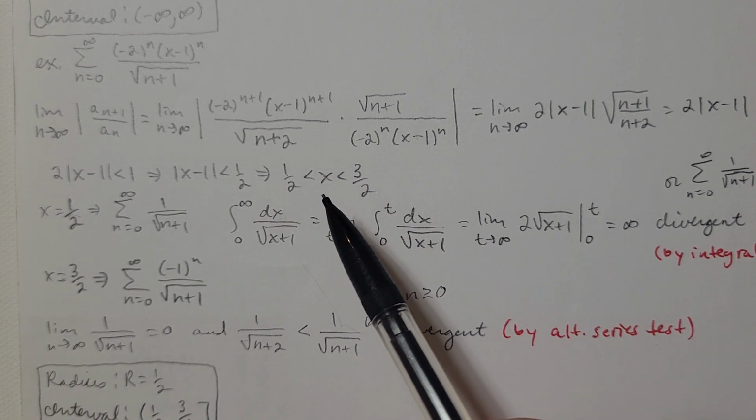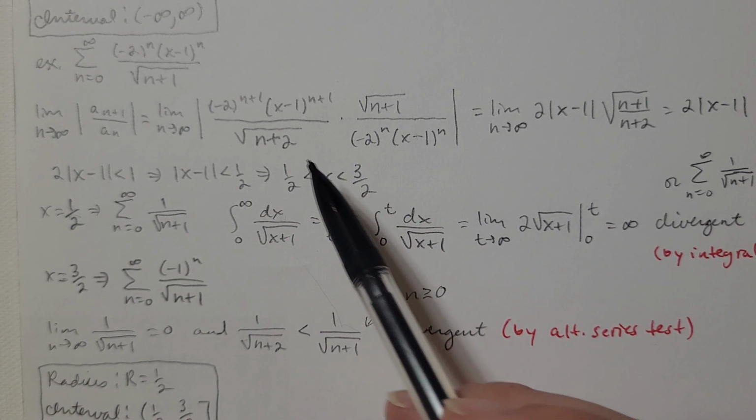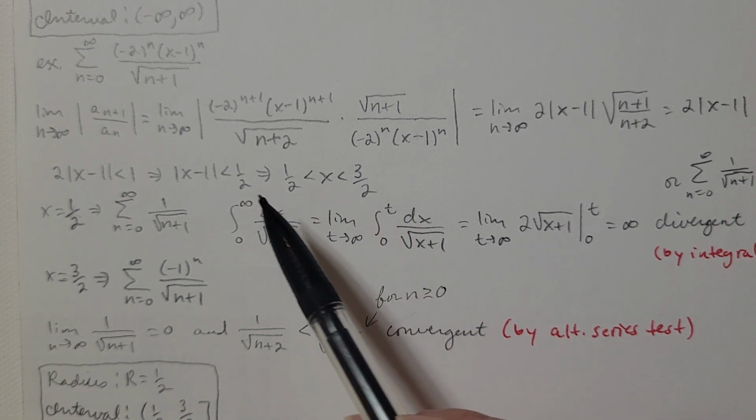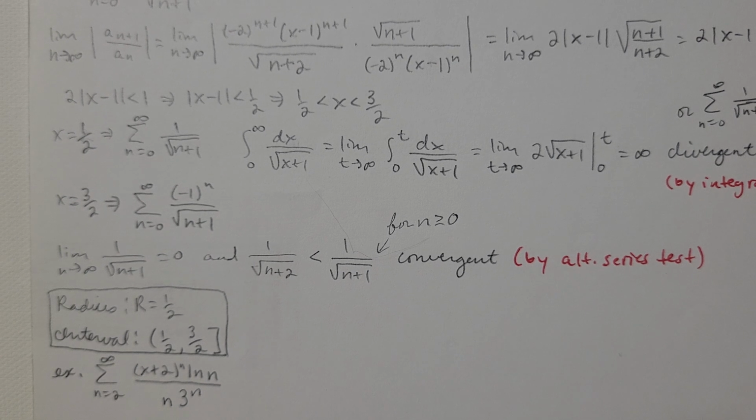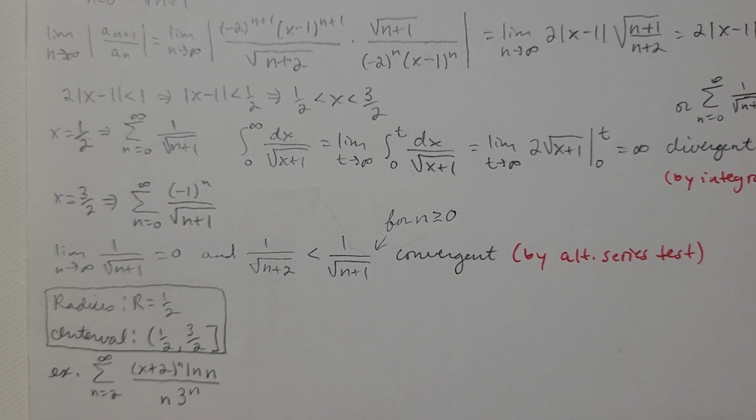I can know the radius. I got a radius of 1/2, right? Because the interval length is 1 unit. And the radius is always half of the interval length. Okay? Now, make sure that you check the endpoints.